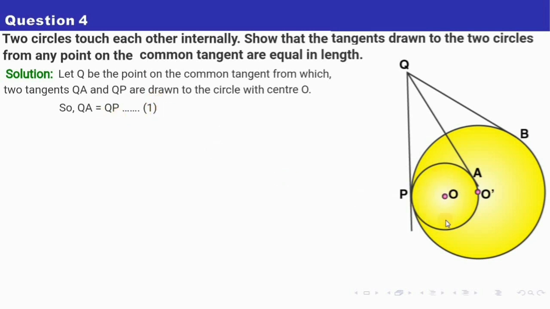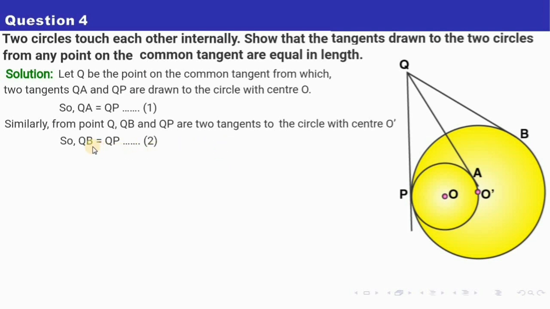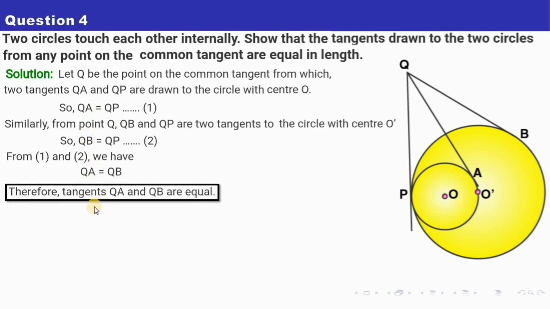Now let us forget about the smaller circle and think that there is only the bigger circle, whose center is O dash. To this circle you are drawing two tangents, QP and QB. Again they will be equal to each other, so QB equals QP. Again QA equals QP and QB also equals QP. Now if I combine 1 and 2, this means that QA and QB are equal. That means the tangents QA and QB are equal in this case as well. You may pause the video to note down.